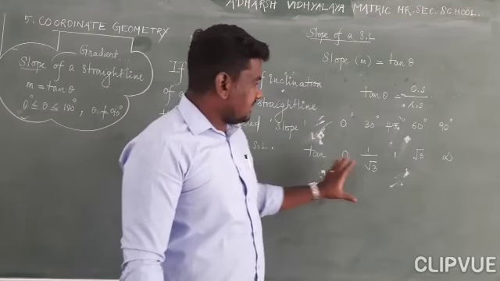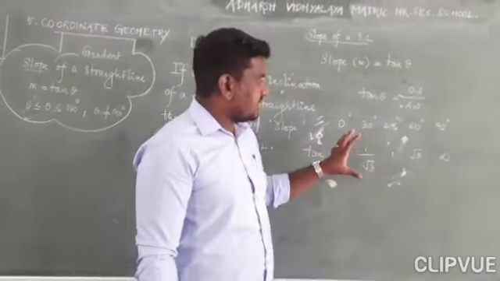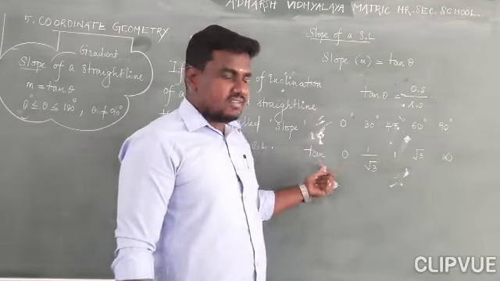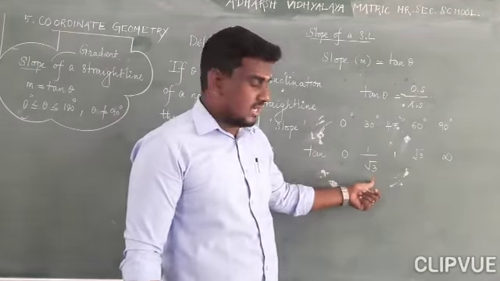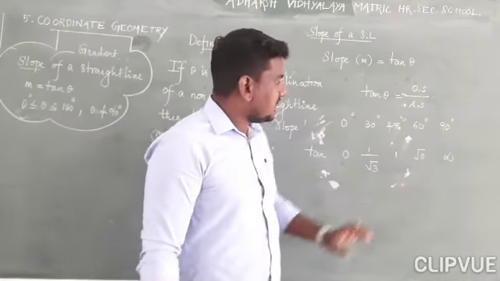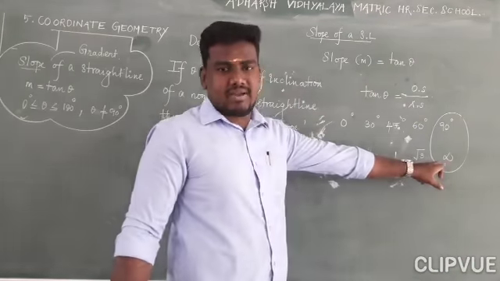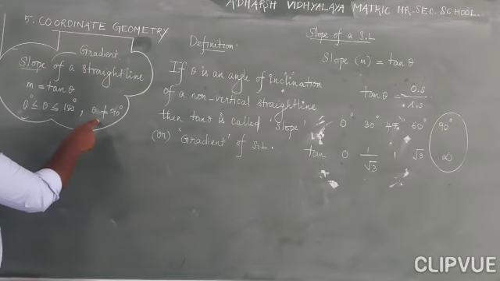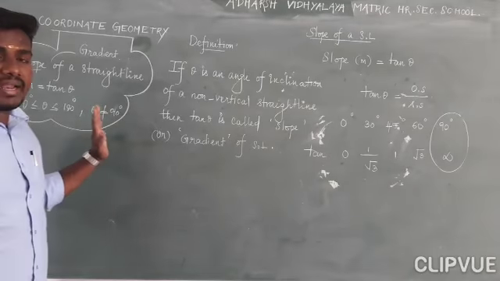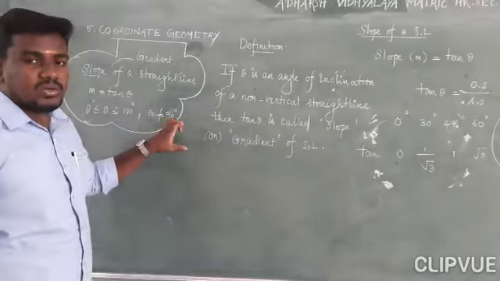These things are very important to solve the problems. That's why I give them to you now. So theta value 0 degrees means tan 0 is 0, tan 30 is 1 by root 3, tan 45 is 1, tan 60 is root 3, tan 90 is undefined. Why are we discussing this now? Here tan 90 value is undefined. That's why in defining the slope, theta should not be equal to 90 degrees. If theta is equal to 90 degrees, the term is not defined.